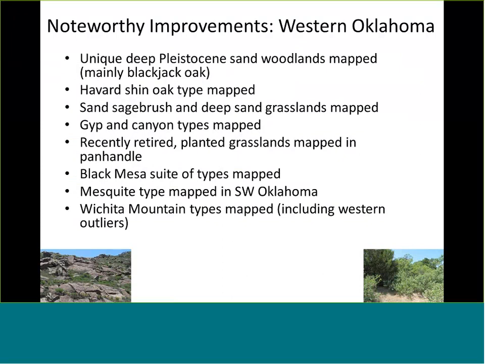We mapped gyp and canyon types, recently retired grasslands, that's sort of new CRP, mesquite type, Black Mesa types, Wichita Mountains types, and these are all pretty significant types that have not been mapped before. So it's a very powerful data set. Hopefully people will find it useful.